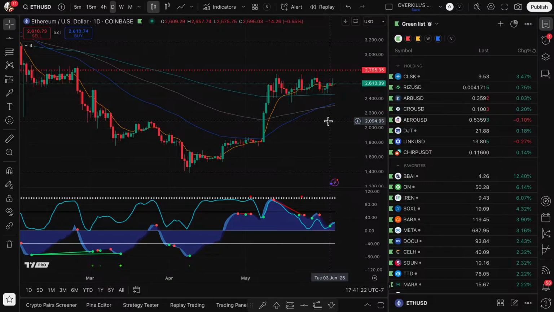We need a catalyst. We need a Trump tweet. We need something to happen to get that catalyst to send us higher. I don't know what it's going to be, but I got a feeling it could happen any hour, any minute, any day, right here, right now. And that's it for today.